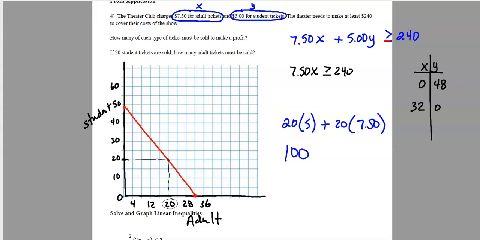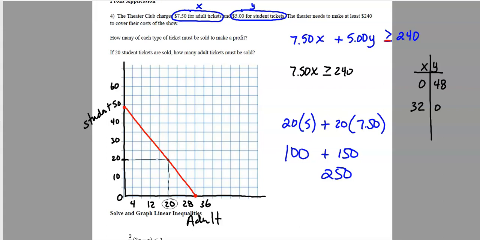And that would be, well, 2 750s is 15. That'd be 150. So it'd be close, but it wouldn't really be exact. Like that would definitely put me above 240. It would put me at 250. But I think I could even do a little bit less. I think I could actually do like 19 tickets and still meet my quota. So sometimes a graph isn't quite as accurate.